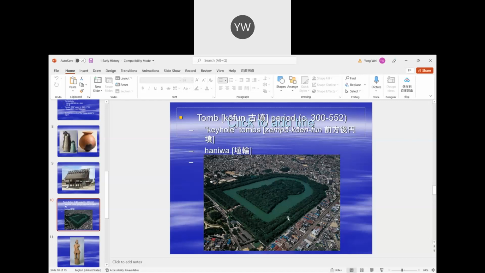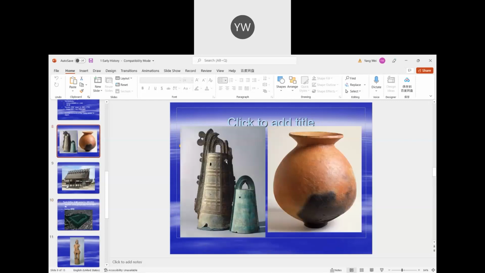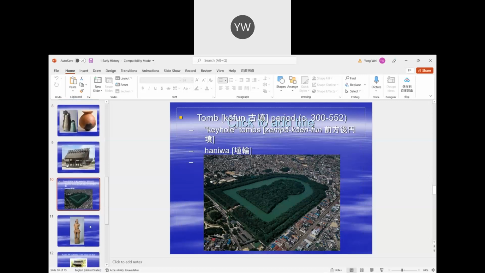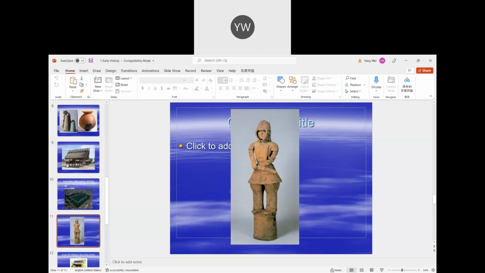And those tombs are always built in the shape of a bronze bell. Remember the bronze bell we saw before, right? This is a bronze bell. Those ancient tombs are mostly in the shape of a bronze bell. And around the Kofun, the ancient tombs, we also found these terracotta soldiers. These terracotta soldiers were buried near the tomb. So our guess is that these statues were probably made as some kind of spiritual guard to protect the ancient tombs.